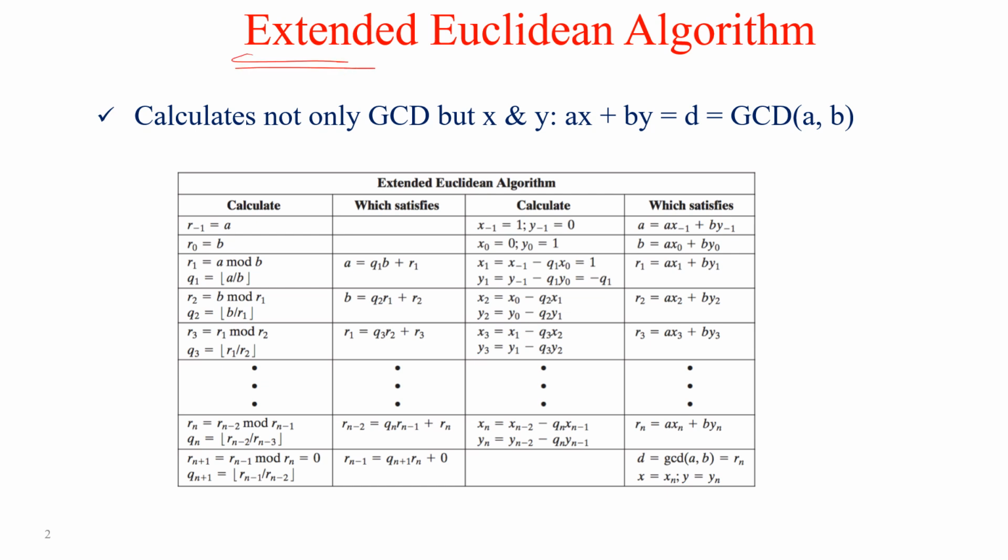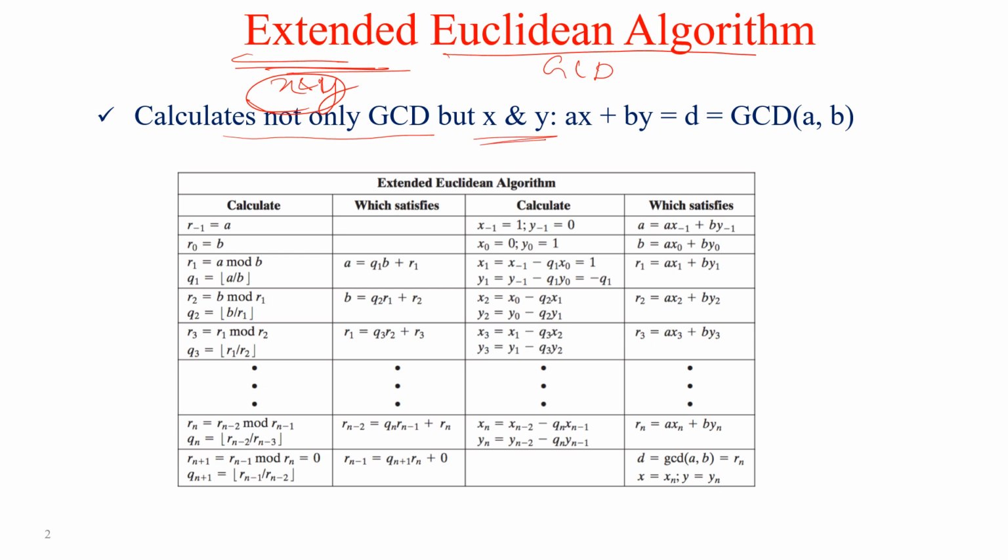From the name itself we understand that something is extended from the Euclidean algorithm. The Euclidean algorithm is used to find the GCD. What this extended version does is compute two extra values, that is x and y. The need for computing these x and y values is to find the inverse of a number. So mainly in order to find the inverse, we use this extended Euclidean algorithm. It calculates not only the GCD but also the x and y values.